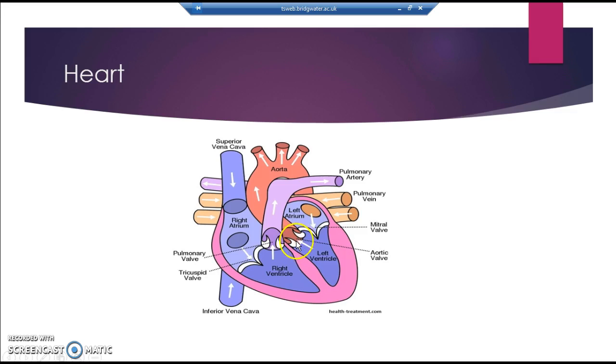It's not shown on that, so sorry about that. The tricuspid valve forms a bond between the right atrium and the right ventricle. So basically it's like a chamber that the blood goes through.